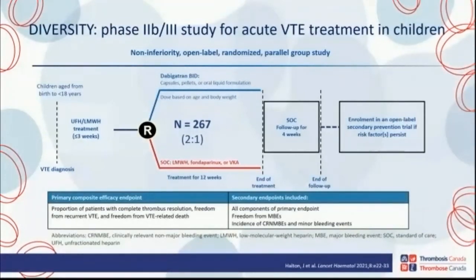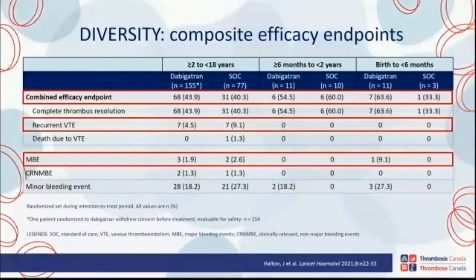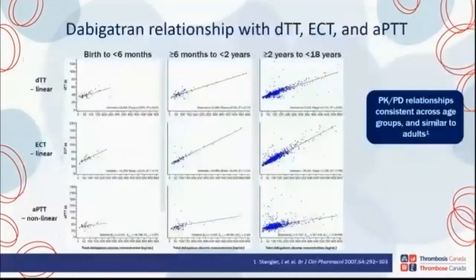The primary composite efficacy endpoint was the proportion of patients with complete thrombus resolution, freedom from recurrent VTE, and freedom from VTE-related deaths. For safety, we had freedom from major bleeding events and incidence of clinically relevant non-major bleeding. A comparison of the proportions of individuals treated with dabigatran versus standard of care for all of those efficacy endpoints was similar, proving non-inferiority for this trial. In terms of major bleeding events, 2% treated with dabigatran had major bleeding, in contrast to approximately 3% for standard of care.